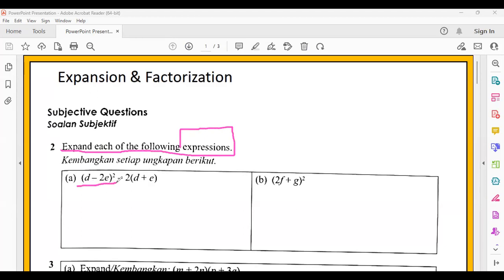So we look at here, (d minus 2e) squared. Now, if I say 2 squared, it means 2 times 2, right? So if a whole expression is squared, it literally means I have to do this. I have to take (d minus 2e), close the bracket, and then open it again, (d minus 2e), that is how it goes, and then minus 2, and then there's a bracket, (d plus e).